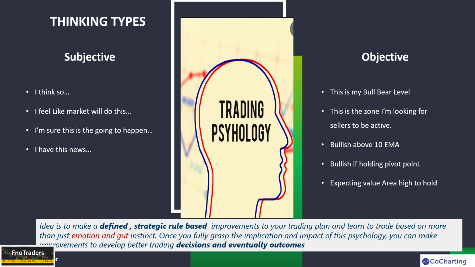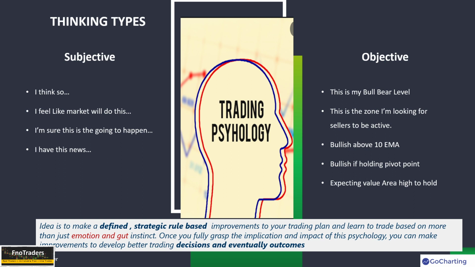So we define trading thinking in two types. From a trading thinking point of view, when you're planning and executing everything, there is what I call subjective thinking, which is essentially thinking like: I think so, I feel like this will happen, I'm sure this is going to happen, I knew something like this. Here you are putting in a lot of subjectivity without any definition of levels.